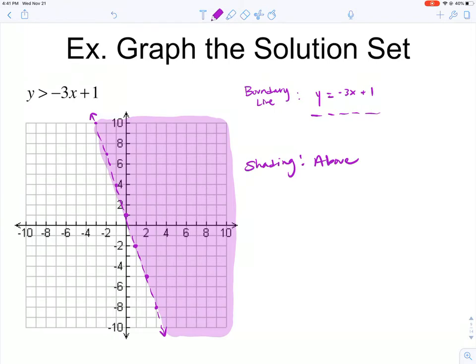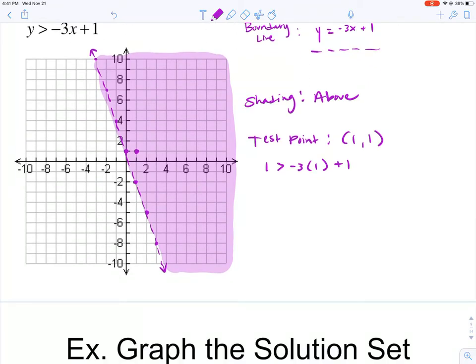And then I'm going to choose a test point. So I'm going to choose the point 1, 1 as my test point. I want this to give me a true statement when I substitute 1, 1 in, which I do get a true statement. So that checks that we shaded the correct side of the boundary line.